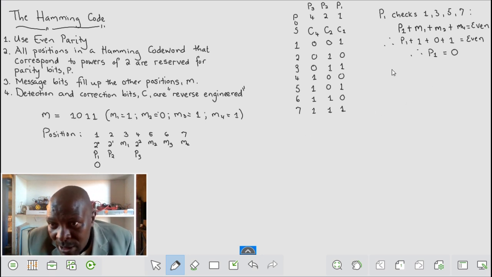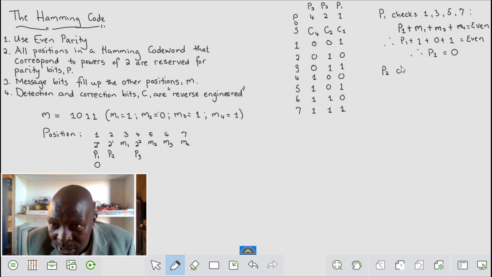Okay. Now what about P2? For P2, everywhere where your position carries a weight of 2, let's look at 2. 2 is 2. 3 is 2 and 1. 6 is 2 and 4. 7 is 2, 1 and 4. I'm worried about the 2s. Everywhere where we are seeing a 1 under P2, or the position that in binary would carry a weight of 2, all those positions are going to be checked by P2.